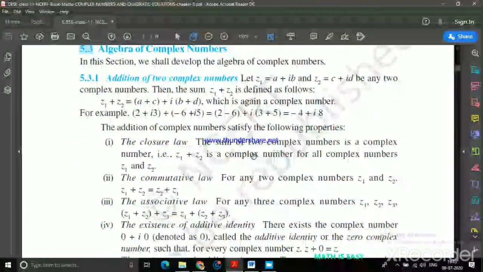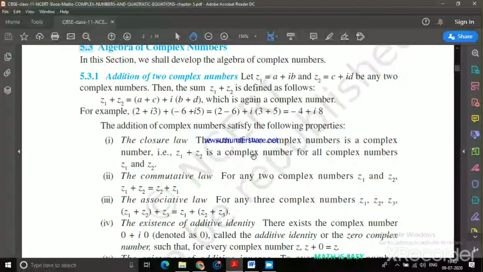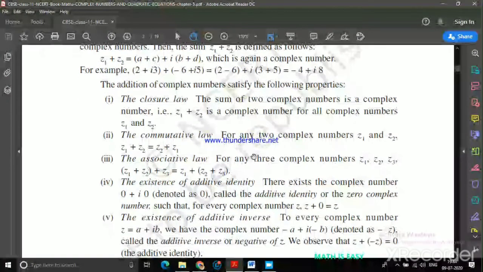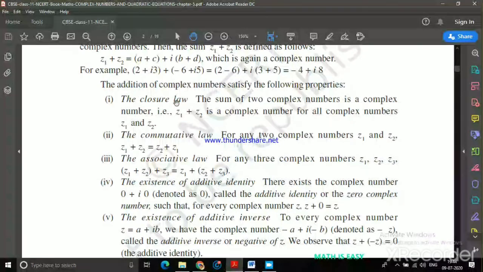Now we discussed all four mathematical operations on the complex numbers: how to add, how to subtract, how to multiply, how to divide. There are a few more properties. Closure property means the sum of two complex numbers is going to be again a complex number. You are not going to get any other number. The sum of two complex numbers is again a complex number.